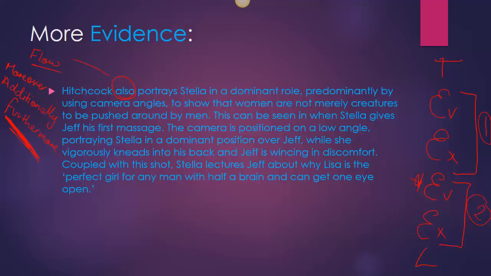So, Hitchcock also portrays Stella in a dominant role, predominantly by using camera angles, to show that women are not merely creatures to be pushed around by men. This can be seen when Stella gives Jeff his first massage. The camera is positioned on a low angle, portraying Stella in the dominant position over Jeff, while she vigorously kneads into his back and Jeff is wincing in discomfort. Coupled with this shot, Stella lectures Jeff about why Lisa is the perfect girl for any man with half a brain and can get one eye open.